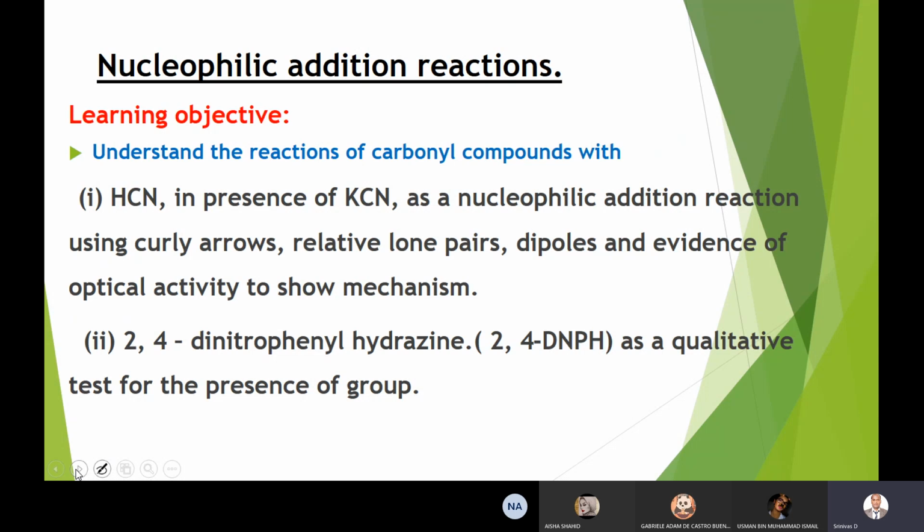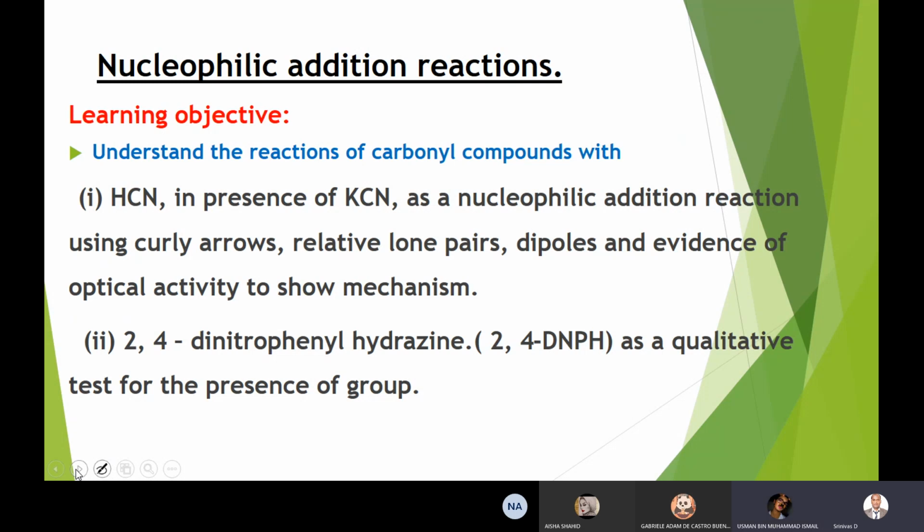Learning objective: understand the reactions of carbonyl compounds with HCN in the presence of KCN as a nucleophilic addition reaction, using curly arrows, relative lone pairs, dipoles, and evidence of optical activity to show the mechanism. The second reaction is also very important: the reaction of carbonyl compounds with 2,4-dinitrophenylhydrazine, which we can also call 2,4-DNPH, as a qualitative test for the presence of this group.